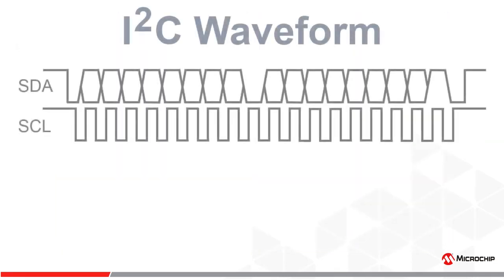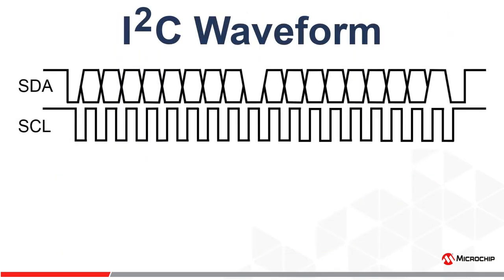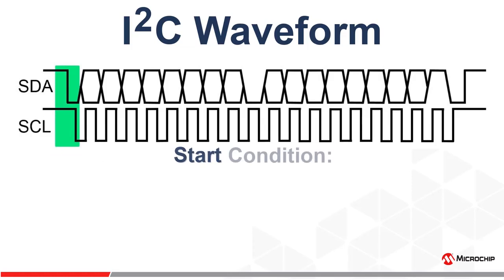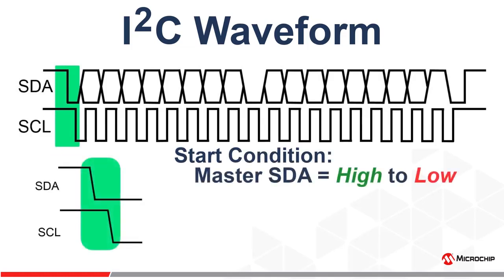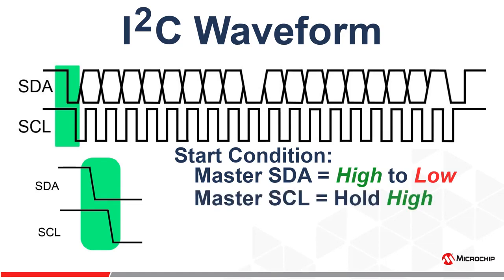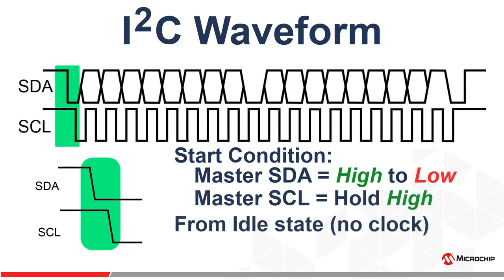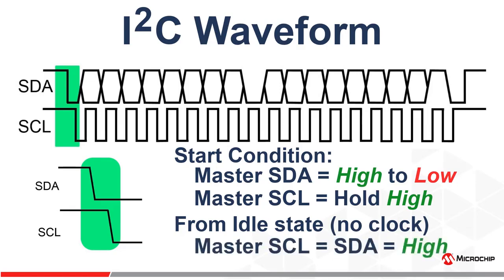Next, let's look at an I2C waveform. At first, the waveform might look a bit complex, but if we break the waveform down into sections, then it will become much easier to decode. All I2C transactions are initiated with a start condition. The start condition is defined as the master driving the SDA line low to a logic 0 while SCL remains high. And note that it must be initiated with the I2C bus in an idle state, meaning the SDA and SCL lines are both high, or a logic 1.